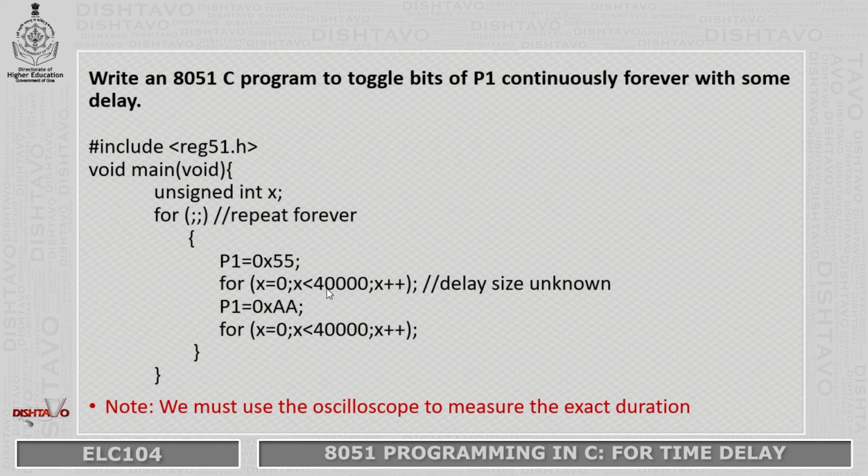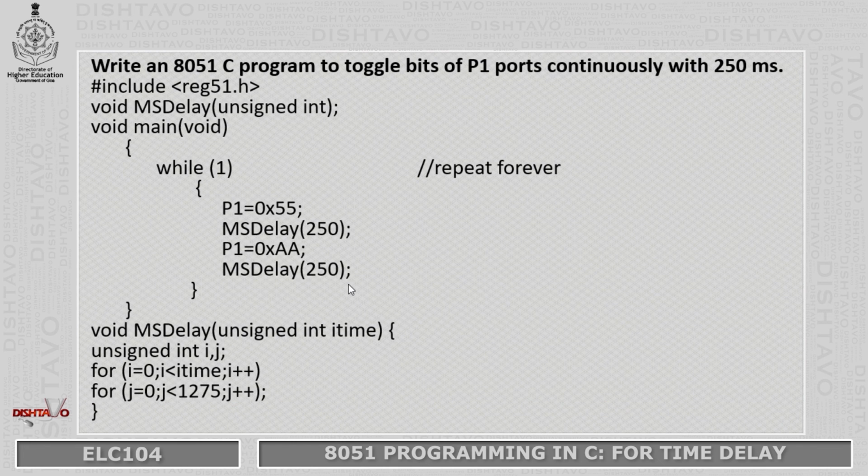So this particular loop will be repeated 40,000 times. After repeating 40,000 times, it will make P1 equal to 0xAA, and again it will loop for 40,000 times. So you need to use an oscilloscope to measure the exact duration, because this is a software delay. We do not know exactly what delay is produced by 40,000.